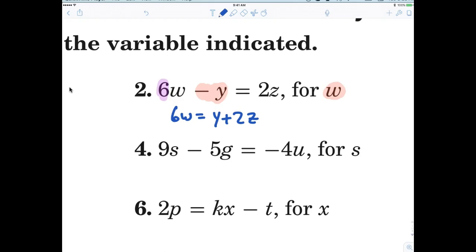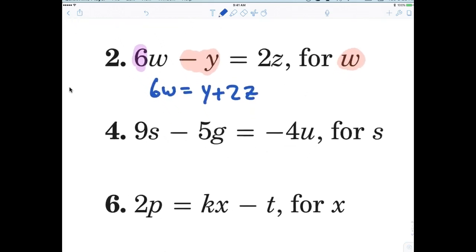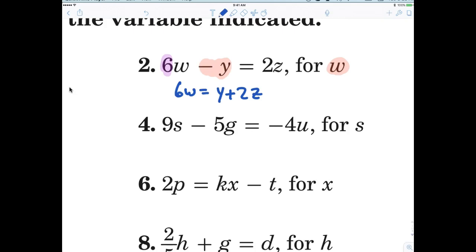Y comes before Z in the alphabet. Generally, you try to write in alphabetical order. I'm not going to mark it wrong, I'm just knowing you're not listening to me. That's all. So now, for your final answer, I have to get rid of the 6. How do I get rid of the 6? So everybody should just write W is equal to Y plus 2Z all over 6.